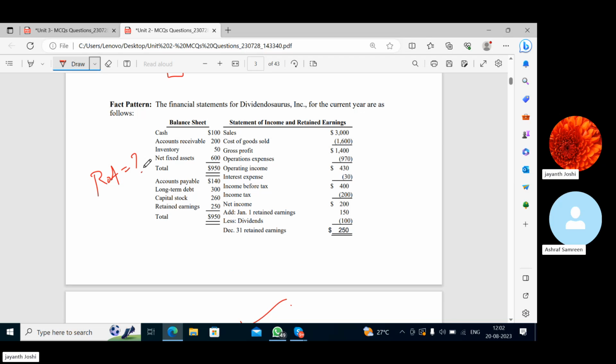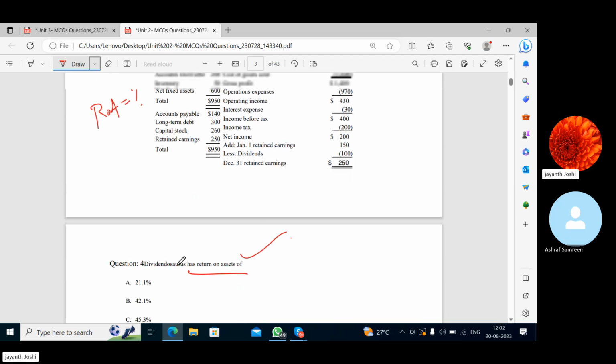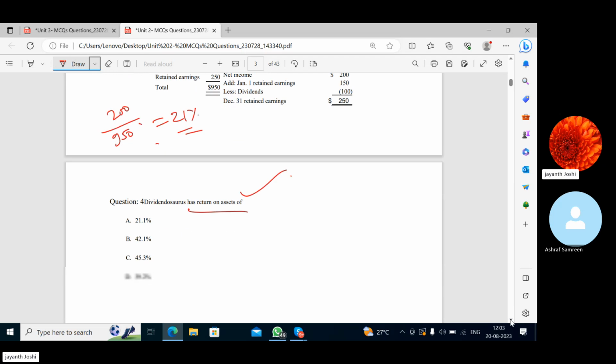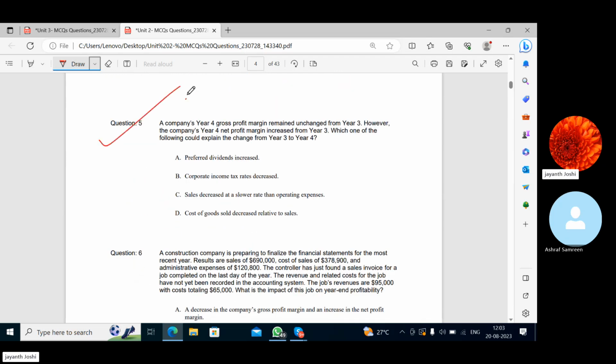Zero point two one. You have to convert that into percentage because the answer is in percentage form. So what did you do? You took net income divided by... sorry, 950, because there's no previous year given, right? So the answer is 21%. Next question.